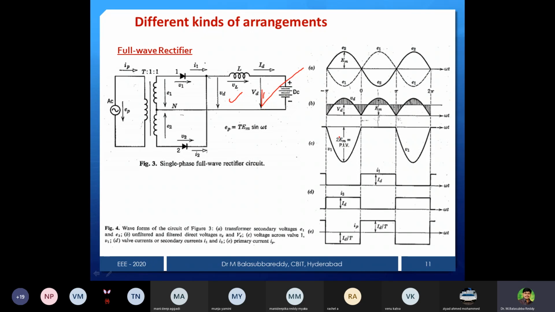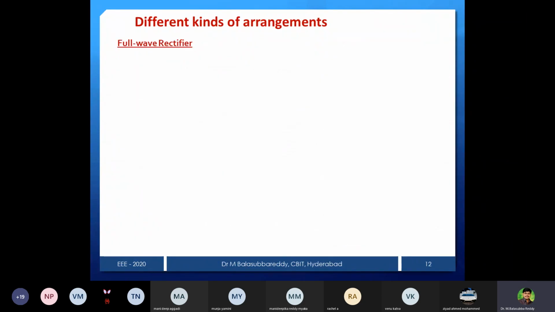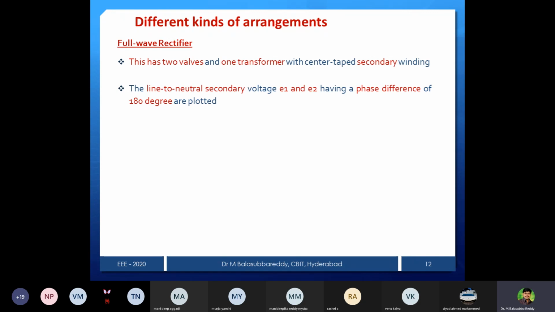That way we get the full wave rectifier, and in that full wave rectifier there are two valves and one transformer with a center tap secondary winding. That is the requirement. We notice that during the positive half cycle one device has to conduct, and during the negative half cycle some other device is going to conduct.